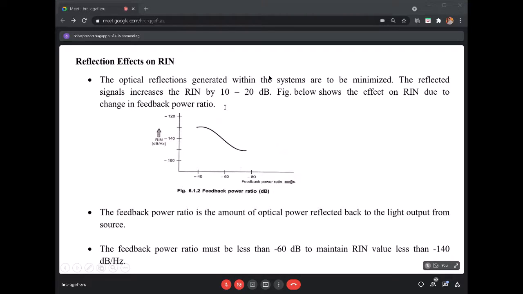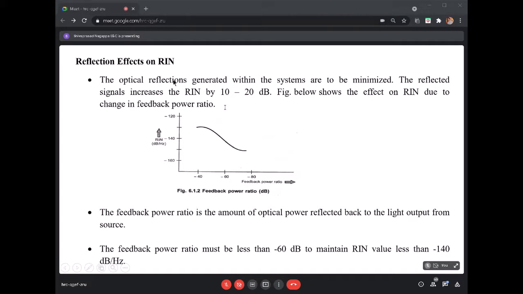As I was telling you, in the lasers, due to the emission, the light is transmitted continuously, out of which a few photons get reflected back. That is the reflection. In the previous chapter we discussed losses, the return loss.